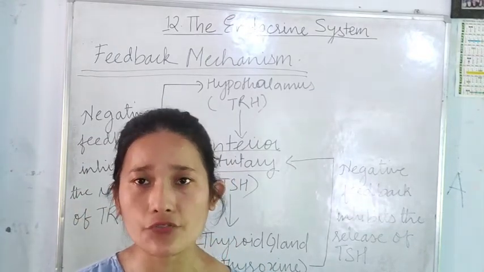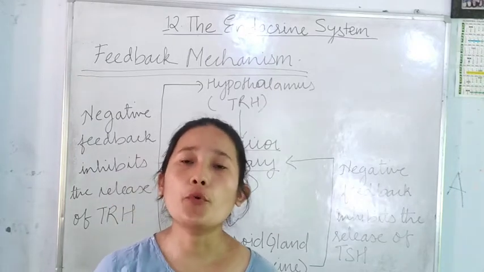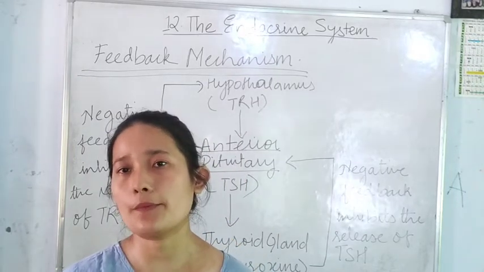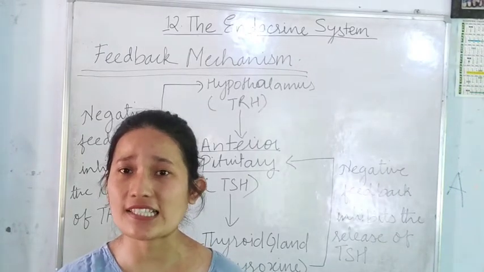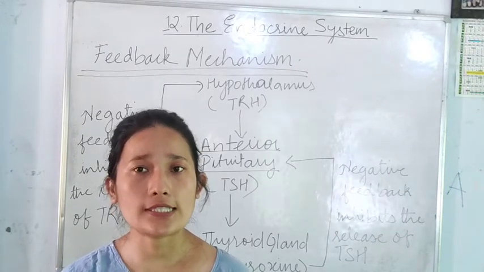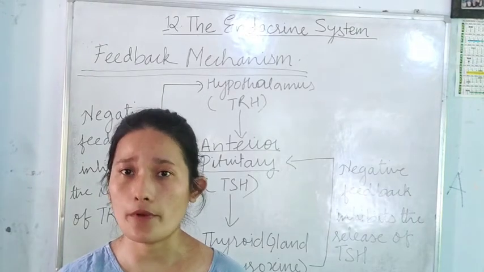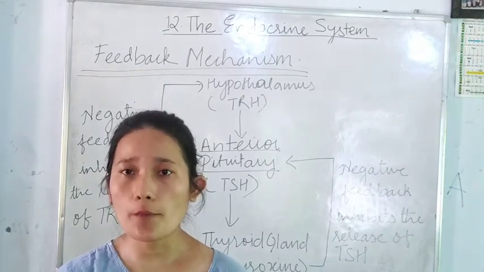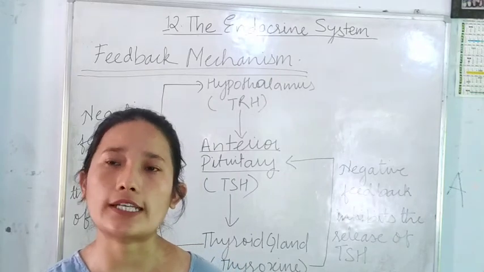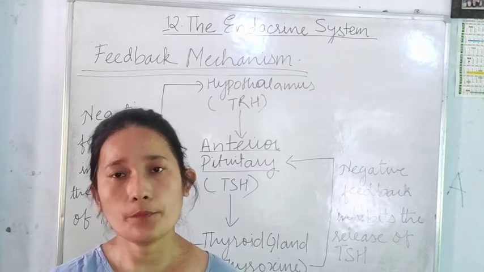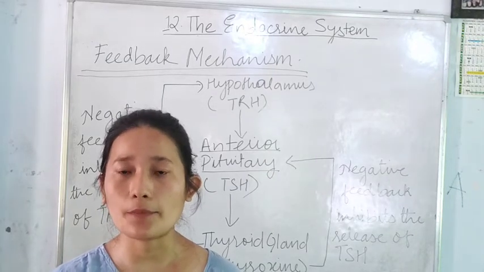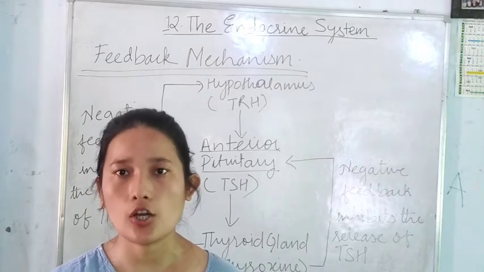Negative feedback mechanism is where the opposite action takes place. For example, if TSH, thyroid stimulating hormone, is in excess, then the message is sent to secrete it in a lower amount. If it is in a low amount, then the message is sent to secrete it in a bit higher amount, so that balance can be maintained. That's called negative feedback. That means the opposite action is taking place here.